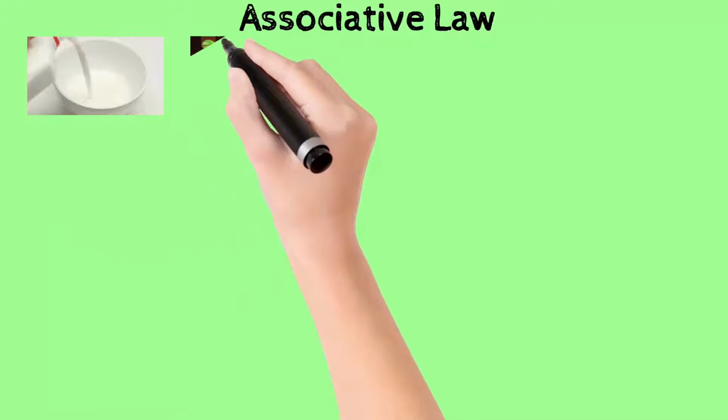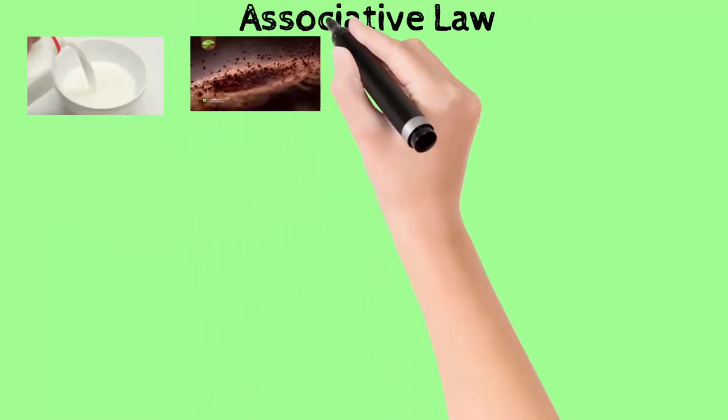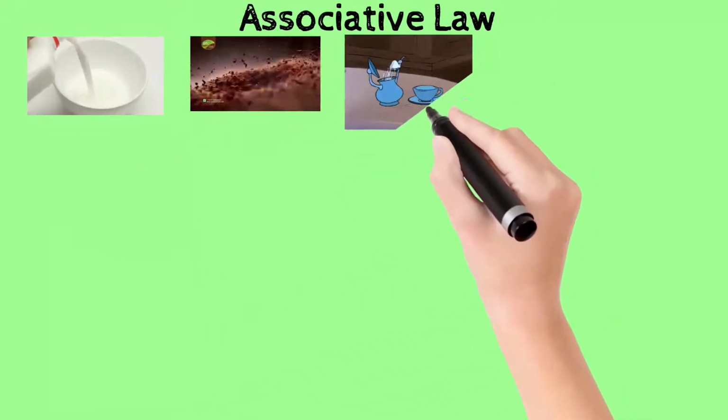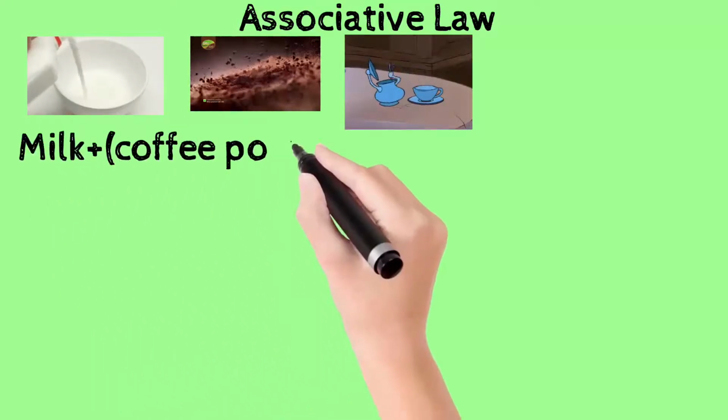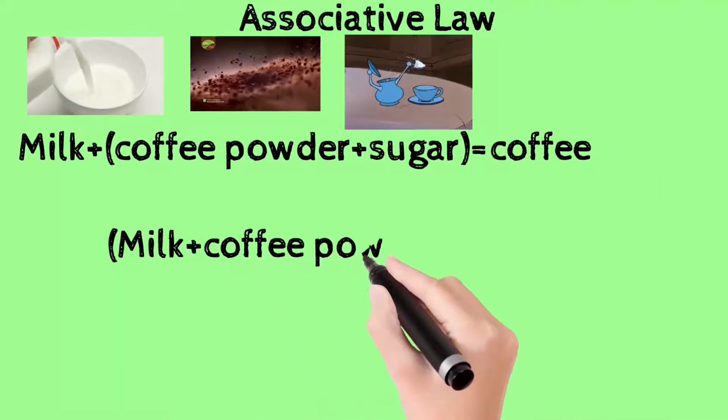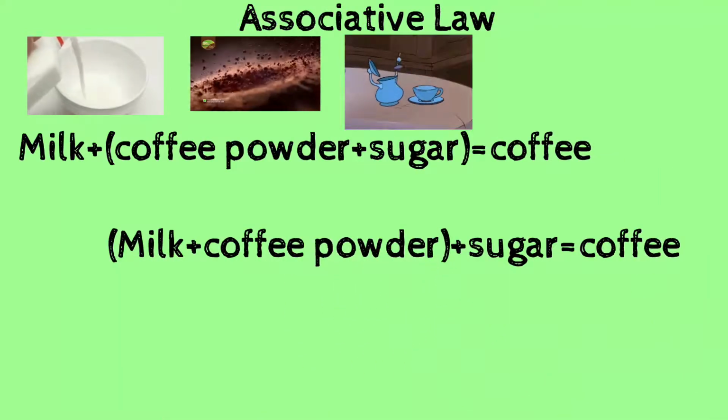The next one is the associative law. So let us take this example. We have milk, coffee powder, and sugar. We are planning to make a coffee. Now, regardless of the order I mix, either I mix coffee powder and sugar first to have a powder mix of coffee powder and sugar, then I mix milk with it, I get a coffee. Or I mix milk and coffee powder first and then add the required amount of sugar. Again, I'm gonna get a coffee.